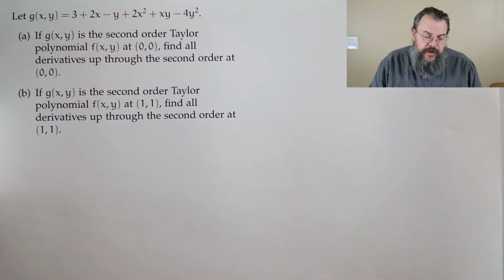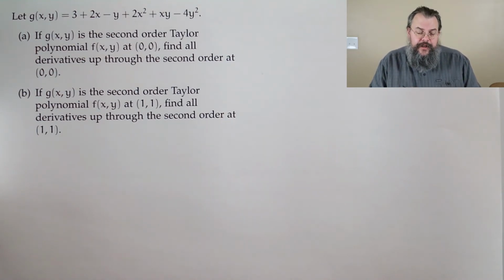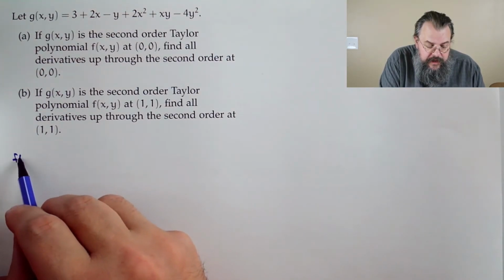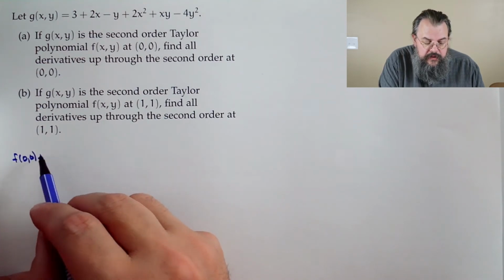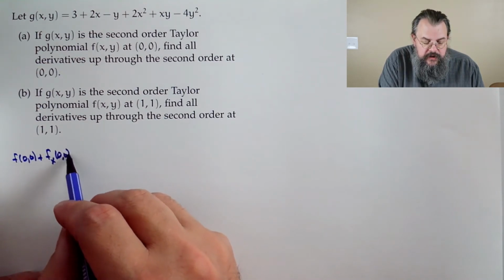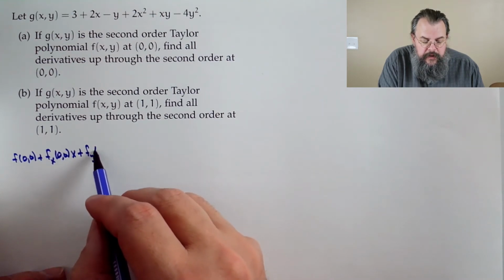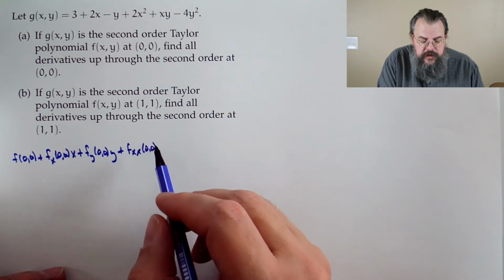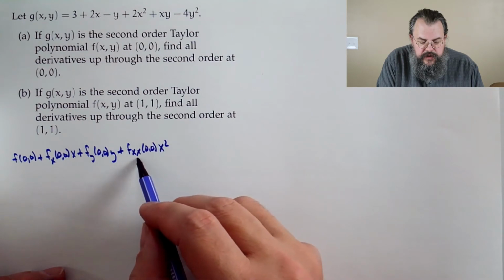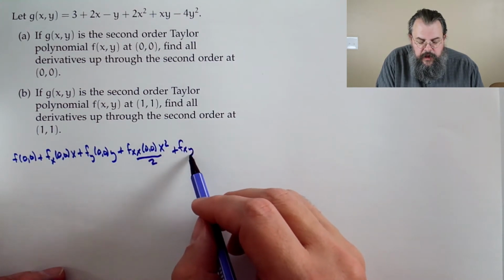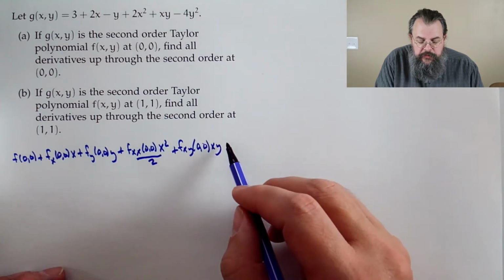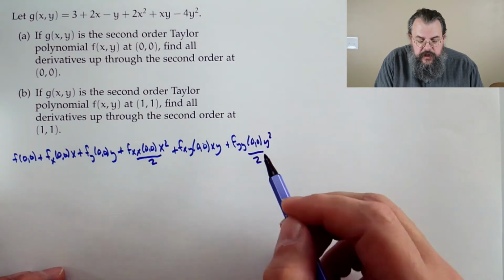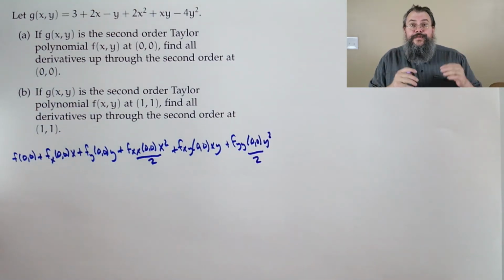Well, what can we do? Well, we know how to write our Taylor polynomial centered at 0, 0. So what would it look like? It would look like f at 0, 0 plus fx at 0, 0 times x, plus fy at 0, 0 times y, plus fxx at 0, 0 times x squared over 2, plus fxy at 0, 0 times xy, and fyy at 0, 0 times y squared over 2. So I'm working on part A, centered at 0, 0.